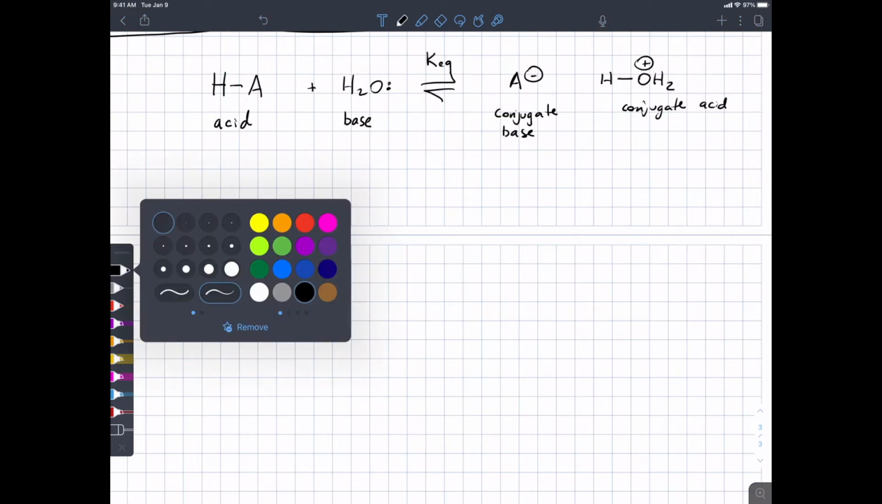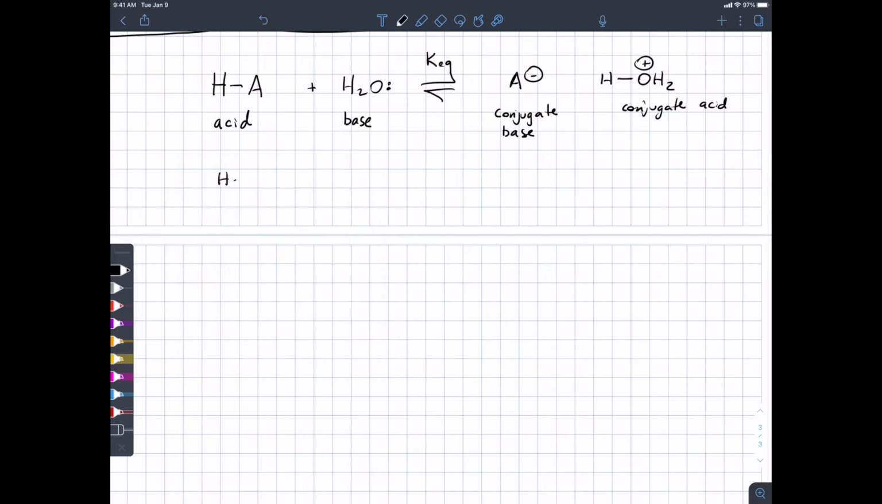So, an example of this would be HCl and water going to, what should the conjugate base be? Cl minus, and then the conjugate acid of our base, H3O plus. Good. You bored yet? I'm pretty bored. Yeah. Okay. So we could, of course, measure this equilibrium constant.